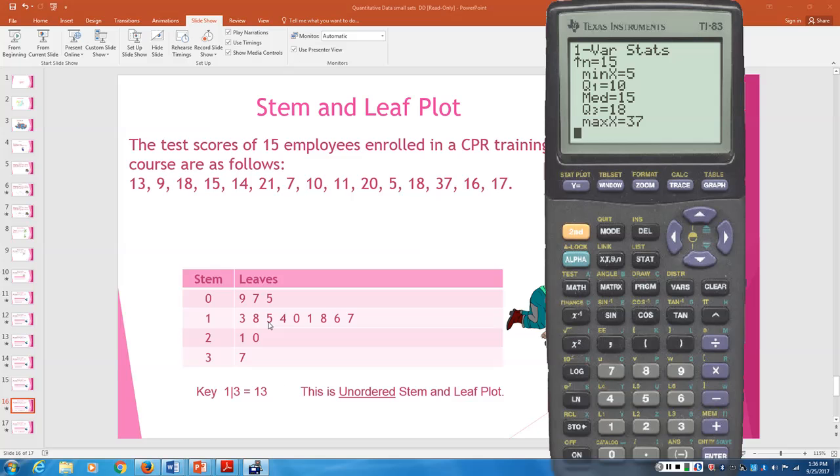Now for the mode, the stem and leaf plot works. It actually works pretty well, because you can look across just that one group and say, okay, here's an 18 and here's an 18, so there's two 18s in the data set. Nothing else is showing up twice. So the mode is 18, not 15. Okay?